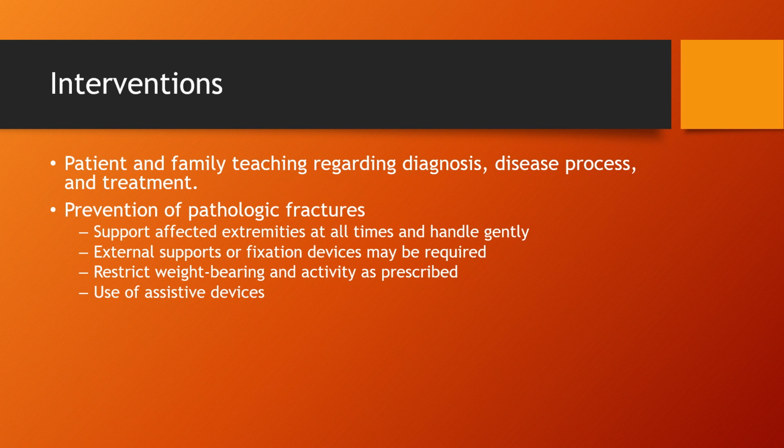So we need to support affected extremities at all times and handle very gently. I like to put a sign on them, fragile, handle with care. And external supports, fixation devices, or even splints may need to be applied in order to help prevent a break in areas of known metastasis or bony lesions. And for them, weight bearing needs to be restricted and activity as prescribed, and assistive devices may need to be used as well.